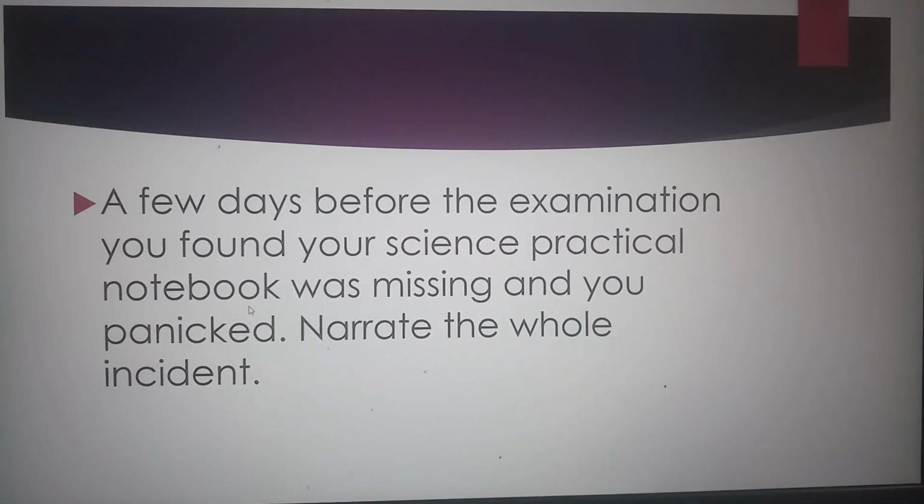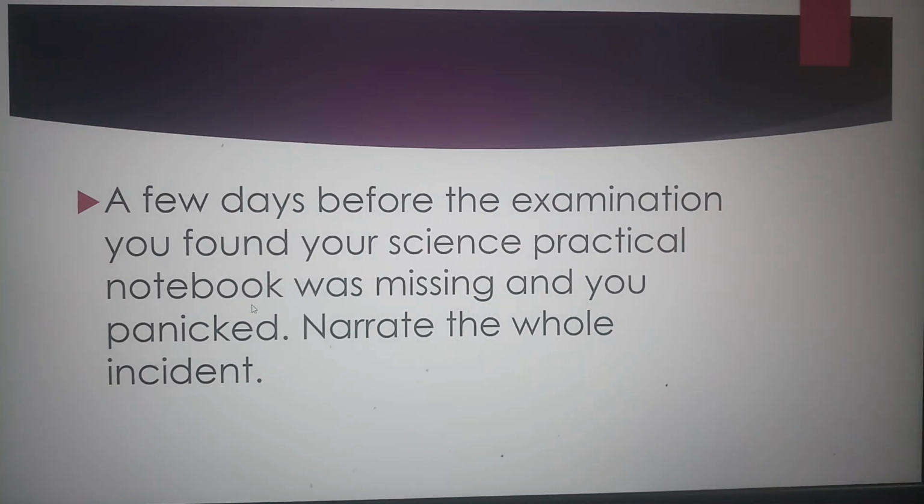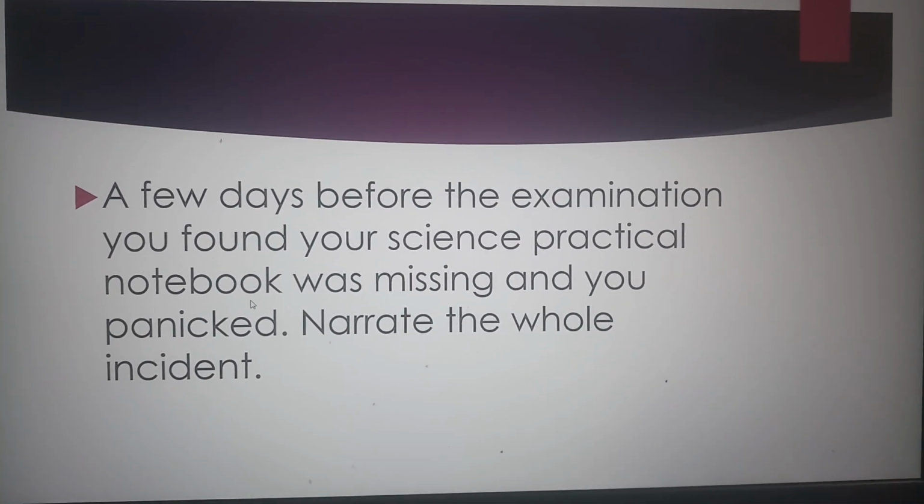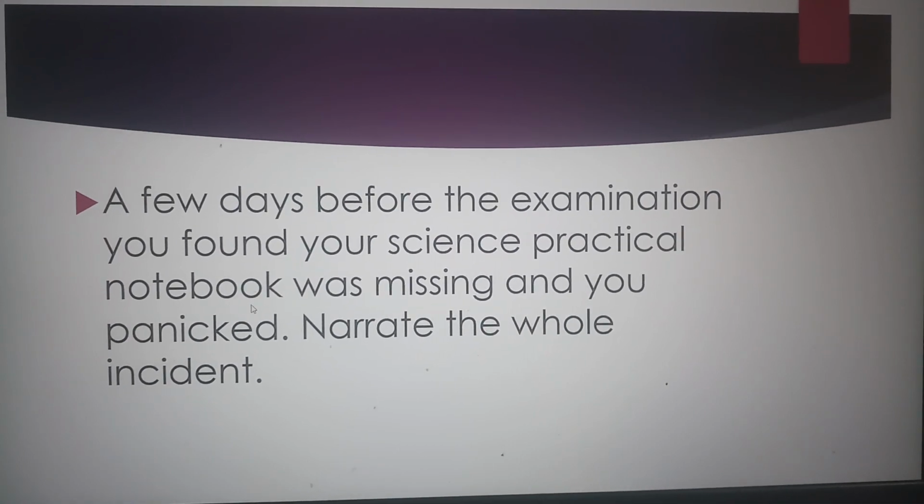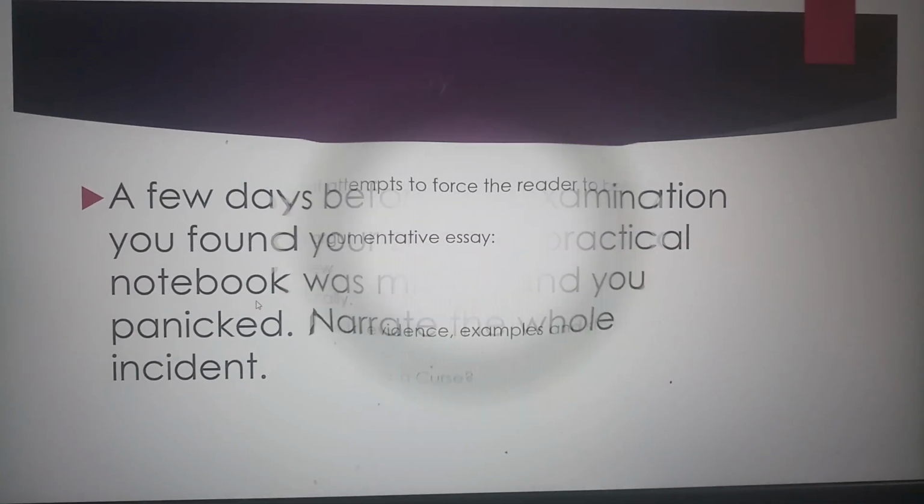Clear, children? Example: a few days before the examination, you found your science practical notebook was missing, and you panicked. Narrate the whole incident. The very word narrate shows that it's the narrative one.